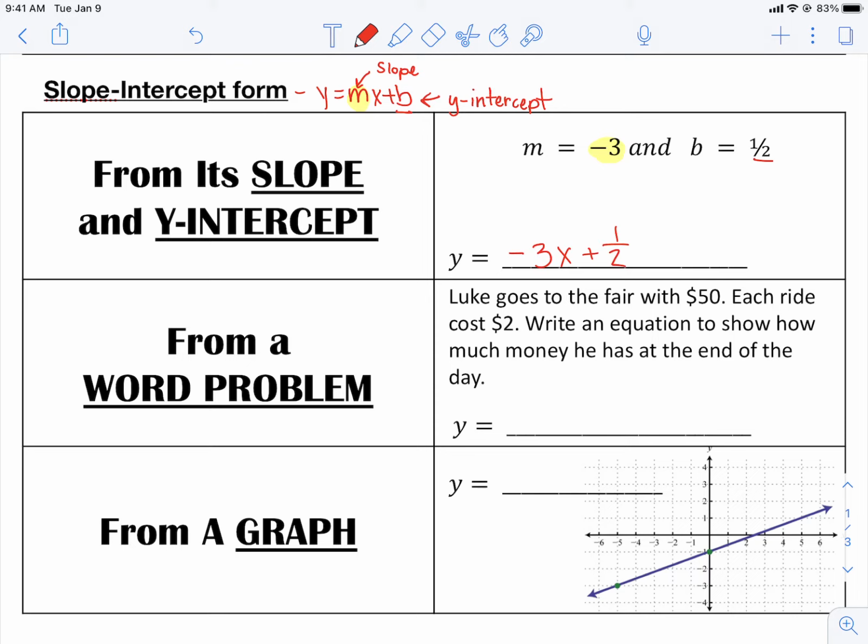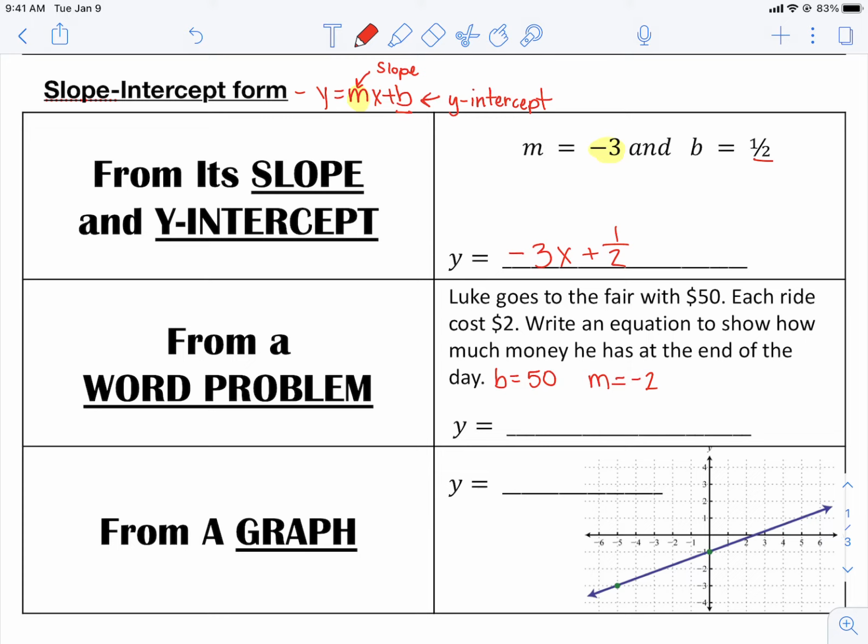Okay, from a word problem, it says Luke goes to the fair with $50. Each ride costs $2. Write an equation to show how much money he has at the end of the day. Okay, so we're starting with $50. That's our b. Our y-intercept is our starting amount. We're starting with $50, and each ride is going to cost $2. So our slope is -2 because we're spending money every time.